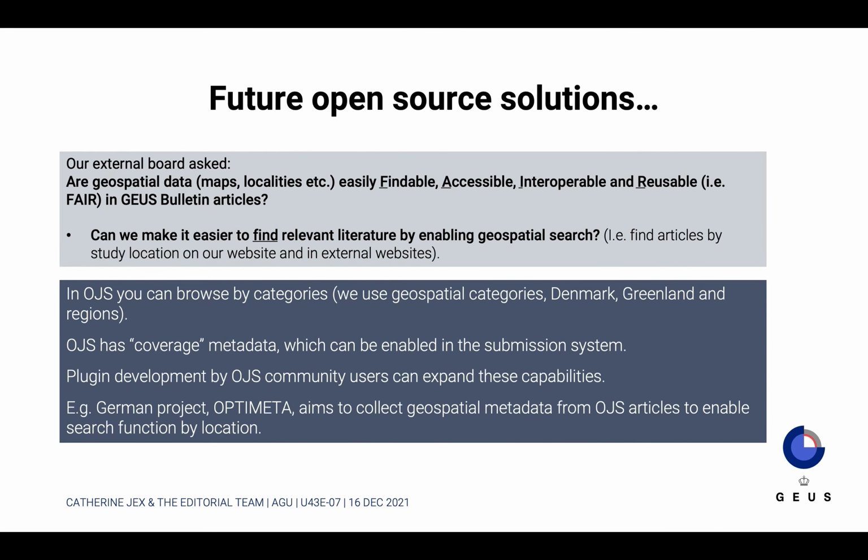And we're keeping an eye on a very interesting project at the moment. It's a German project called Optimeta. And they're aiming to collect geospatial metadata from OJS articles and to enable some sort of search function using this geospatial data. So this is something that looks really promising. And this is really the beauty of OJS, that you can develop the functionality that is needed by the community by way of plugin development. So that's something that we'll be keeping an eye on over the next few months to a year.